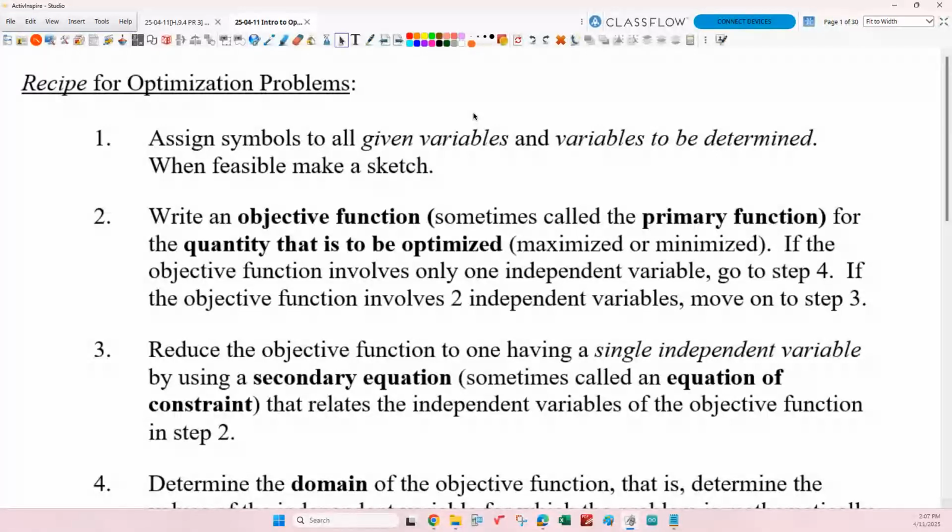What are our steps when we're doing an optimization problem? What does it mean to optimize something? Maximize or minimize, depending on what the application is. Usually one or the other is what you're trying to do.